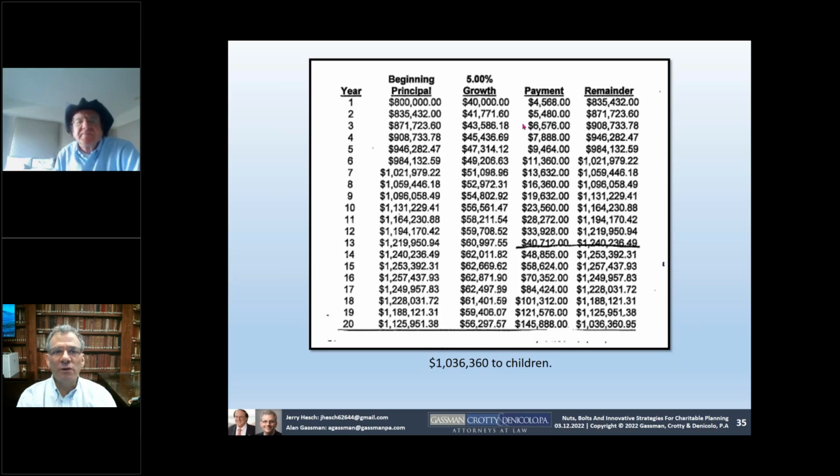So let me just mention again, for the charitable lead annuity trust, the 800,000 is the exact amount the client puts in. And then the payment schedule here is the exact amount of payments the charity will get. The 5% growth is hypothetical. If the growth is actually 6 or 7%, then the remainder will be much larger. If the growth is lower, then the remainder will be lower.